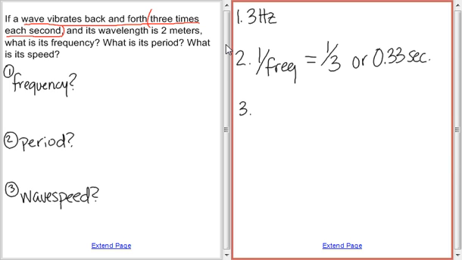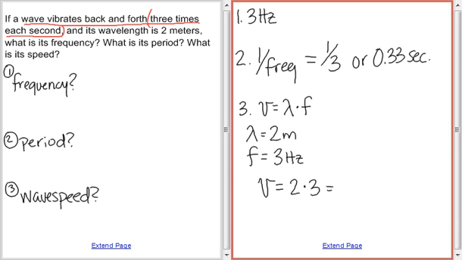The last part of this is our wave speed. So we have our equation for wave speed. We know that wave speed is equal to lambda times frequency, right? And lambda is equal to 2 meters, and we figured out that our frequency is 3 hertz. A simple multiplication problem at this point. So your wave speed is equal to 2 times 3, which is equal to 6 meters per second.